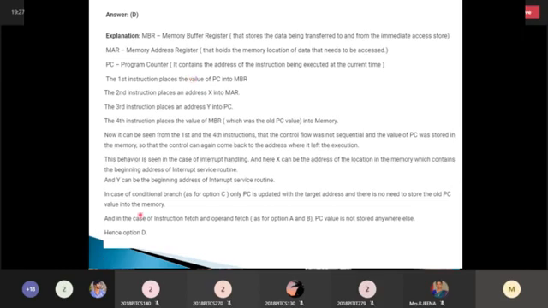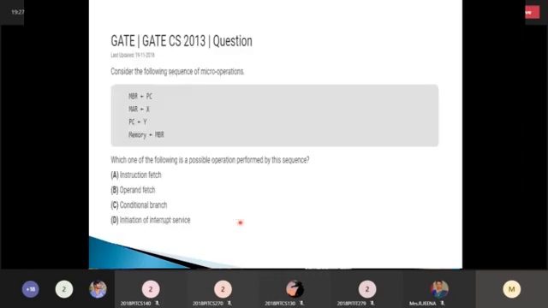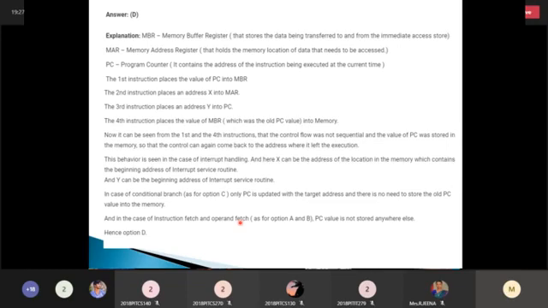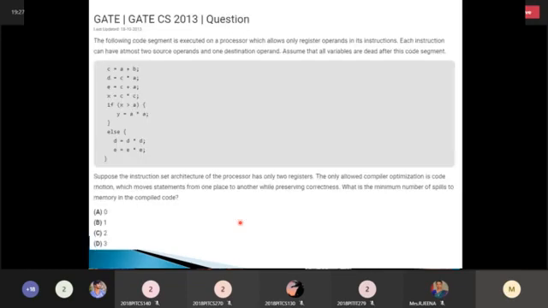So in case of conditional branch, only our PC value will be updated with the target address, and there is no need to store any old PC value into the memory. So in that case, what happens? Only the instruction fetch and the operand fetch will be happening. So PC value is not stored anywhere else. So we'll be going with what option? B option, where the initialization of our interrupt service will be there, and no conditional branching is there. So option C also will not come. So this is about this question.